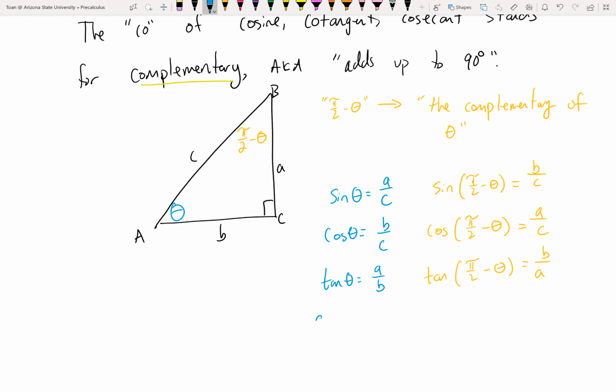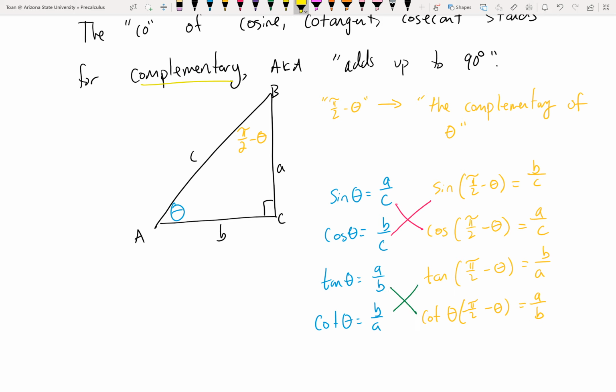I guess I need to do one more, cotangent. Cotangent is B over A, and cotangent of the complementary angle is adjacent over opposite, A over B. And I hope you can see some relationships going on here. A over C, A over C. So these connect. B over C, B over C. These connect. A over B, A over B. These connect, and then these connect.